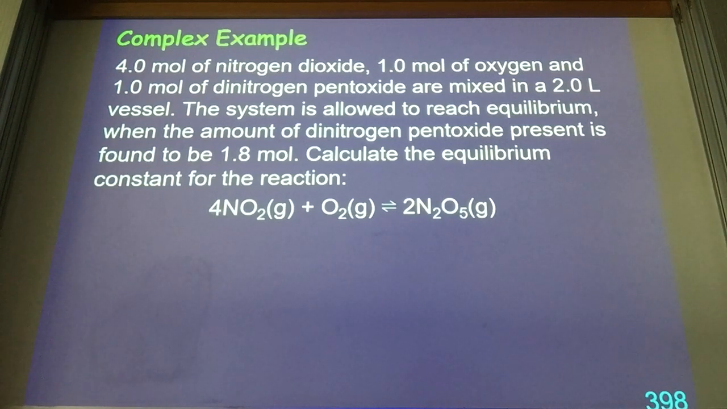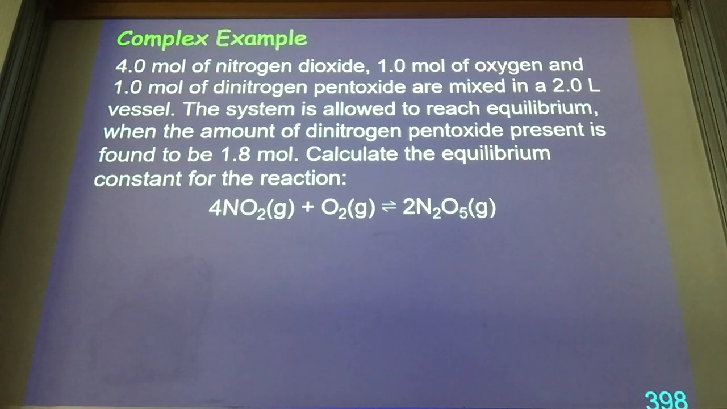When that happens, the amount of N2O5 is 1.8 moles. Calculate the equilibrium constant. Well, first thing, we're given moles, not concentrations. So at some point, before we calculate our equilibrium constant, we're going to have to calculate concentrations. Divide by the volume, calculate concentrations. So that's a trick you just got to be aware of.